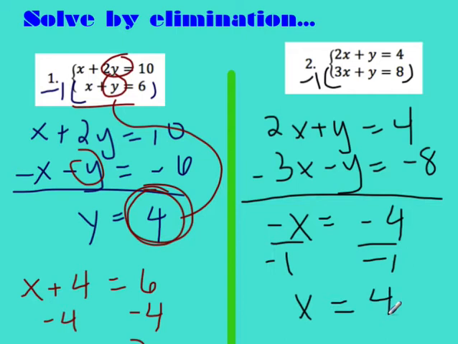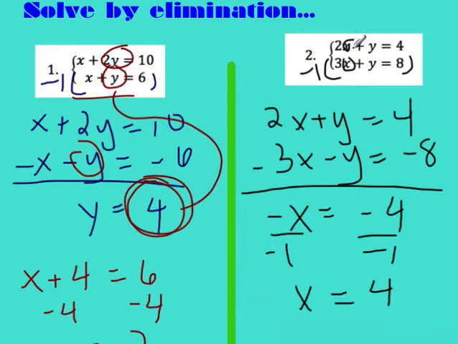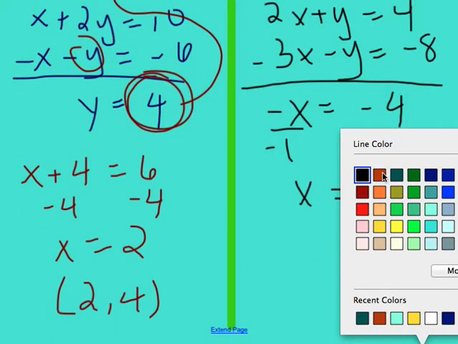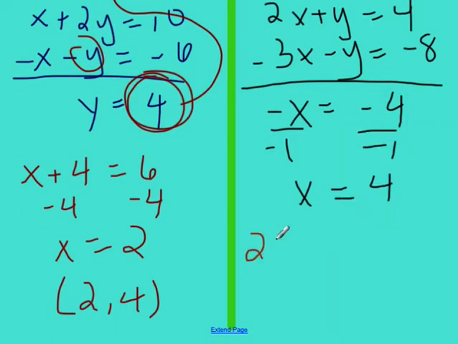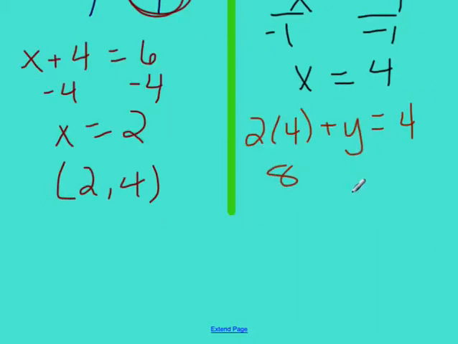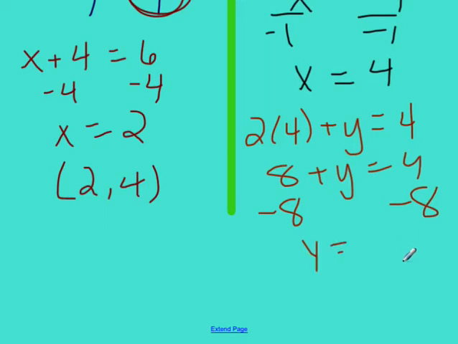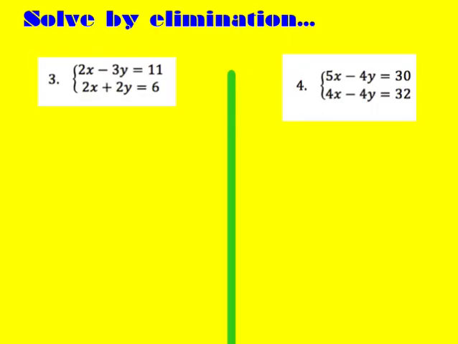So now I can take that x and I can plug it in for either one of those values. I'm just going to plug it into the first one. So I'm going to take x out completely and I'm going to put 4 in instead. And then I have plus y is equal to 4. Well, 2 times 4 is 8, plus y is equal to 4. Now I'm going to subtract 8 from both sides and I get that y is equal to a -4. So I get that x is equal to 4 and y is equal to a -4. So I'm going to write that out as a coordinate point, first with my x coordinate, then with my y coordinate. Let's take a look at number 3.